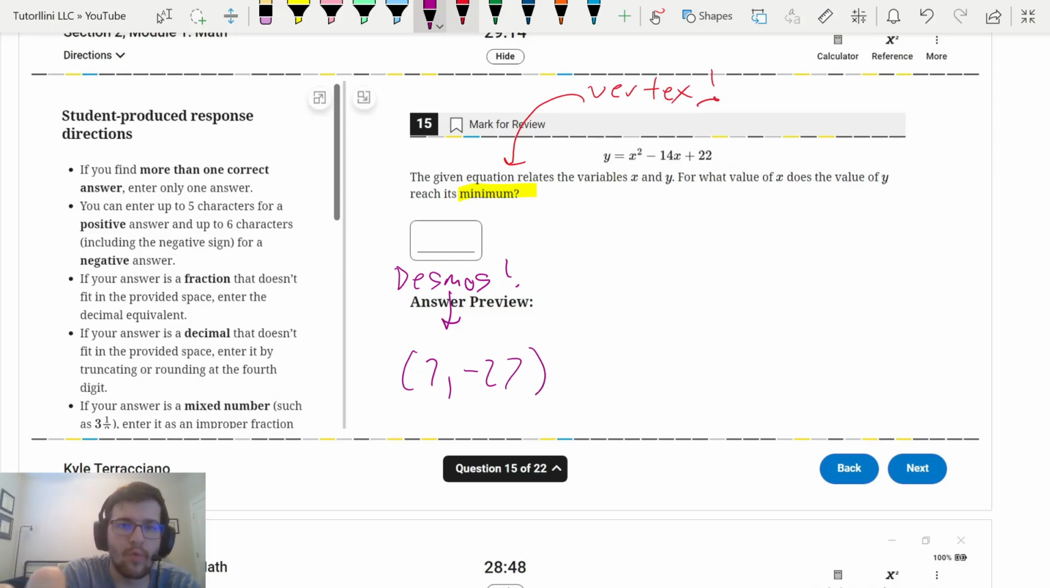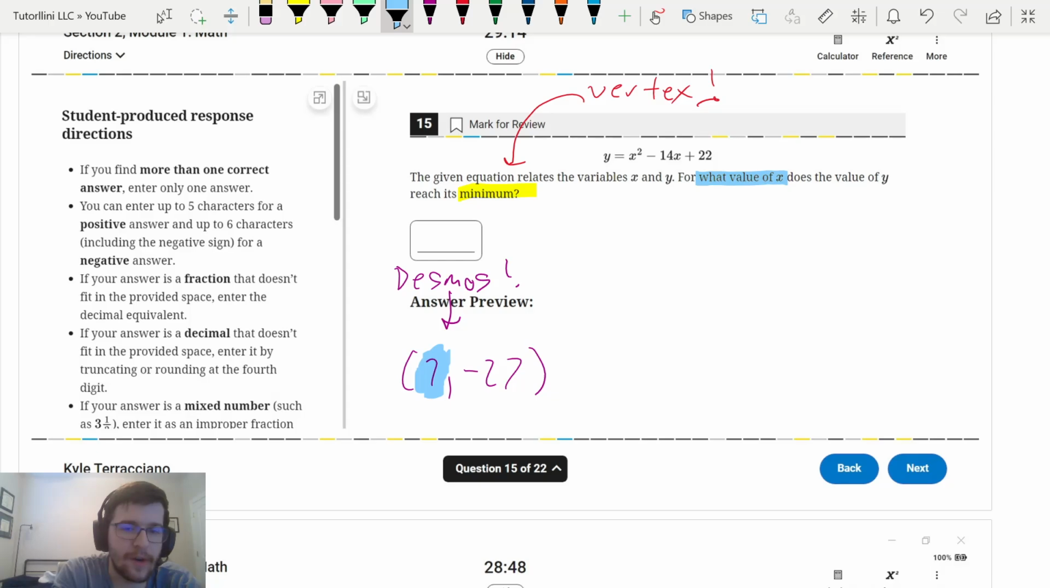And it says, what value of x does it reach its minimum? So if it asked you what's the minimum, I would say the y value, negative 27. That's the default. But if it says what value of x does it reach its minimum, then it wants the x value. So for this one, that is 7. But if it asked you what's the minimum, you would say negative 27. Okay, so just make sure you understand that. If they don't specify, they want the y value. Okay.